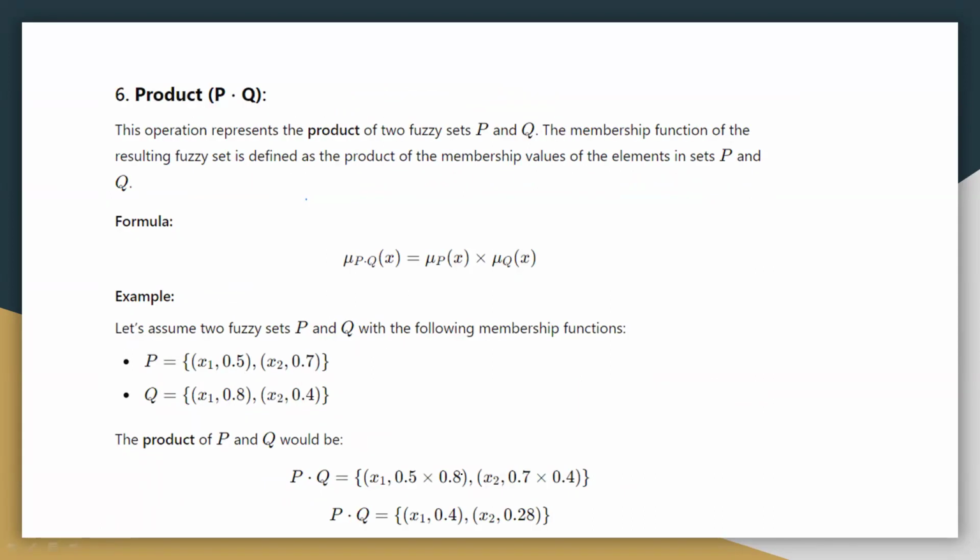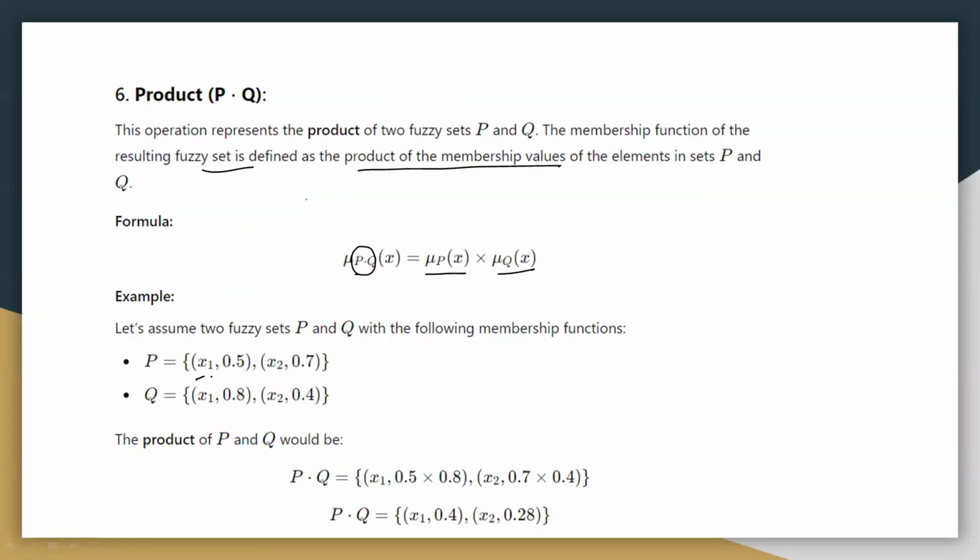And the next one is product, P into Q. Actually, there is something known as the T-norm. There are many types of products and compositions, and we'll learn that in detail. So this product, P dot Q, is basically a very simple multiplication. The membership function of the resulting fuzzy set is defined by the product of the membership values of the same element. So if you want to find P into Q, it is nothing but the membership value of the element in P times the membership value of the element in Q.